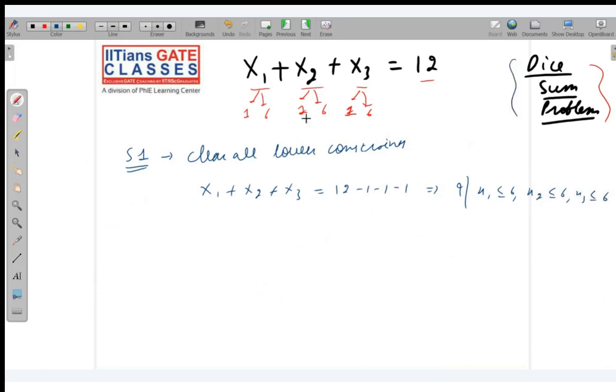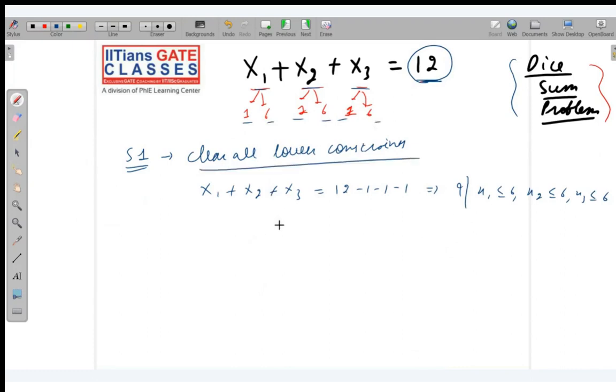So the dice sum problem, I think you remember, x1 plus x2 plus x3 is equal to 12. x1 is showing the output of the first dice, x2 the output of the second dice, x3 the output of the third dice. So what are the possible outputs? 1 to 6, 1 to 6, 1 to 6. But I want the sum to be 12. So I have applied the lower constraint and the upper constraint. Lower because minimum is 1 1 1, and upper because maximum is 6 6 6.